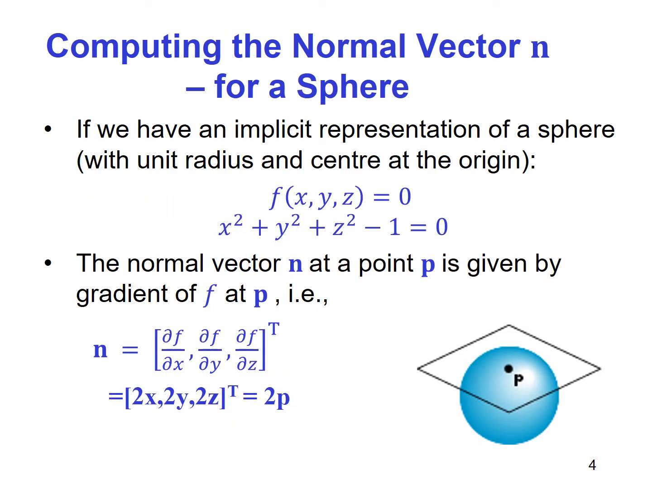To define surfaces such as spheres, we have implicit representations. For example, here is a representation of a sphere with unit radius centered at the origin. So this is the radius of the sphere. The normal vector n at any point P is given by the gradient of this equation, which comes to 2x, 2y, 2z. Since x, y, z is a point P on this surface, the normal vector at any point P is equal to 2p.